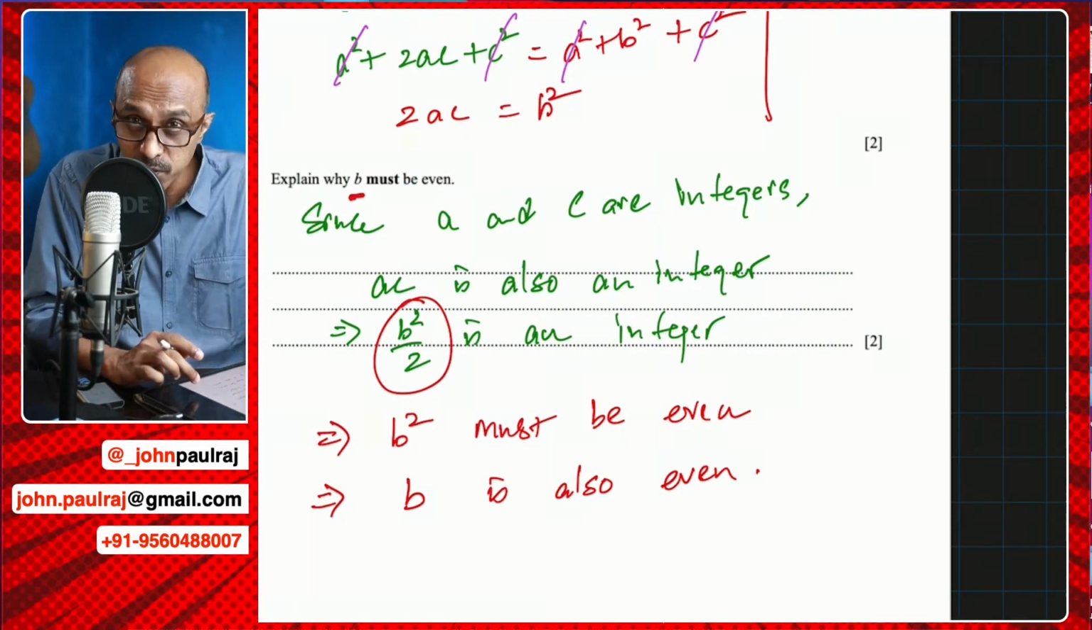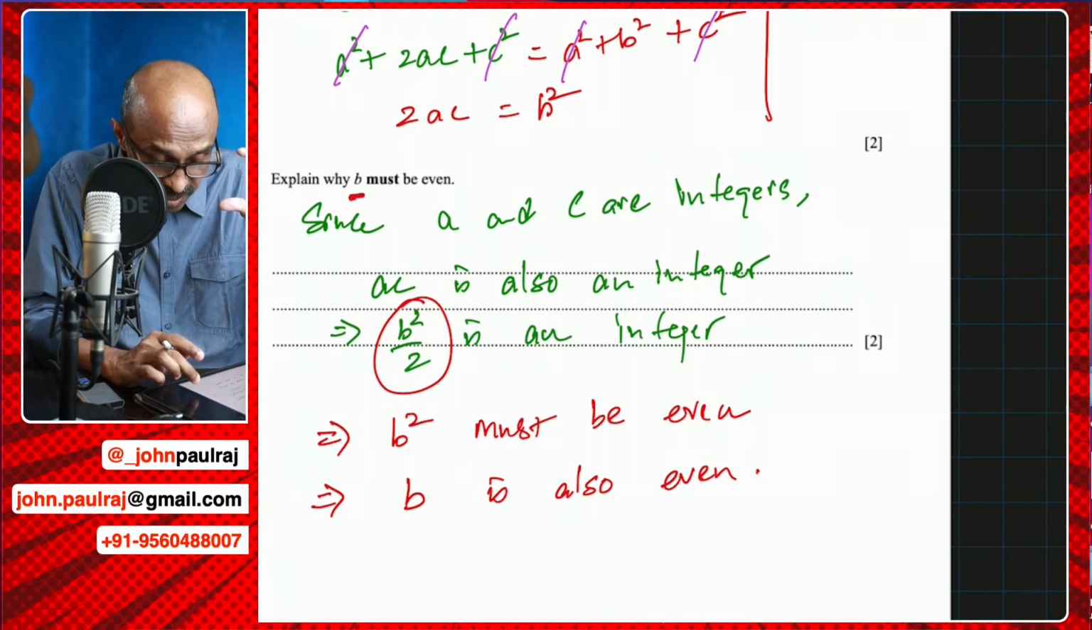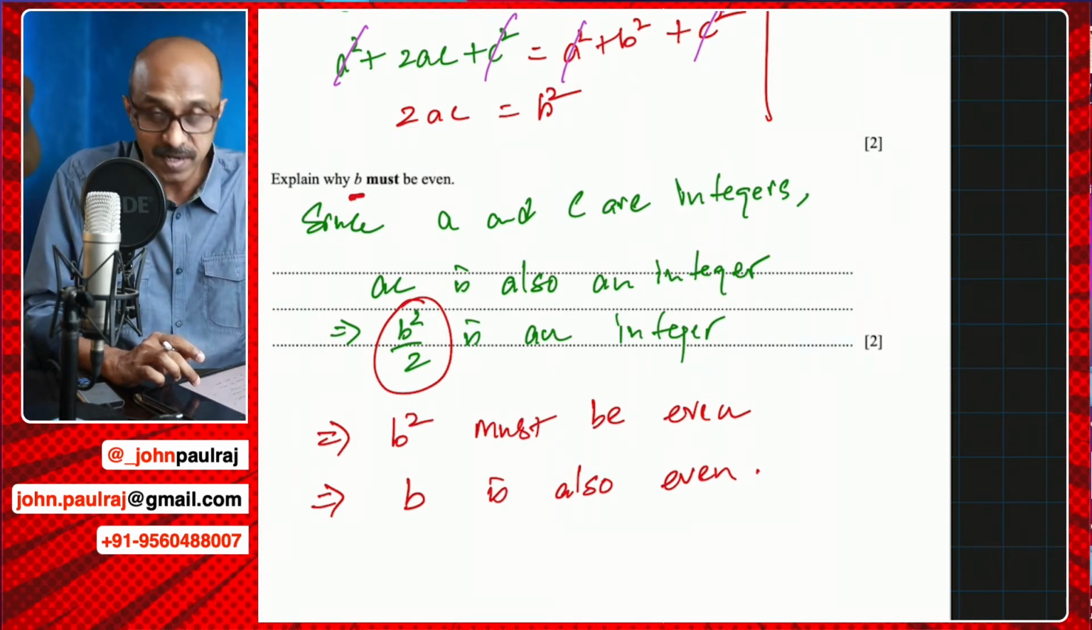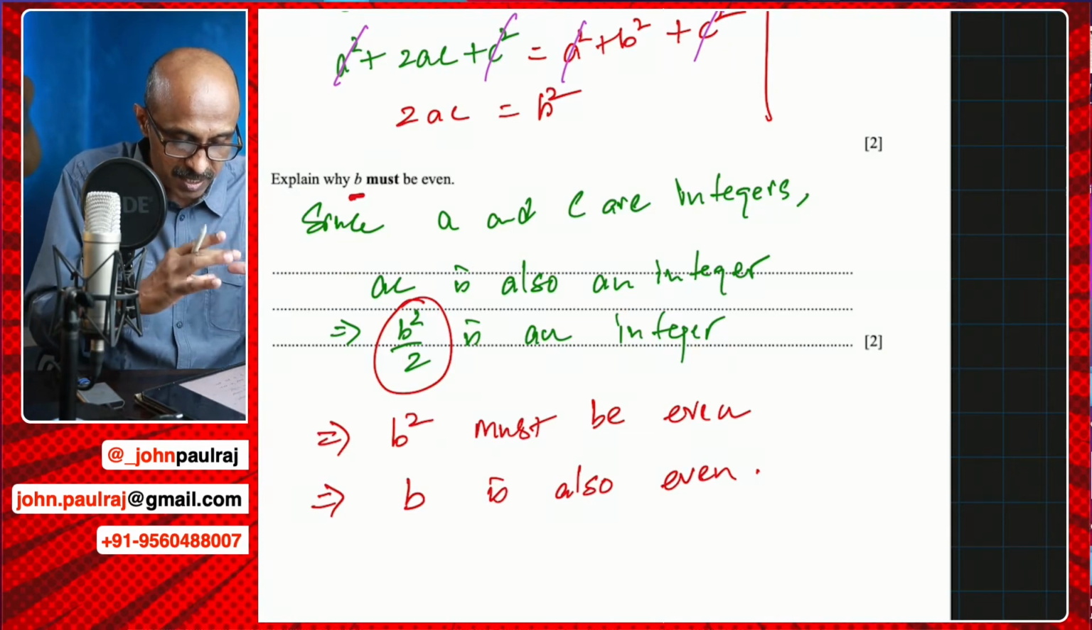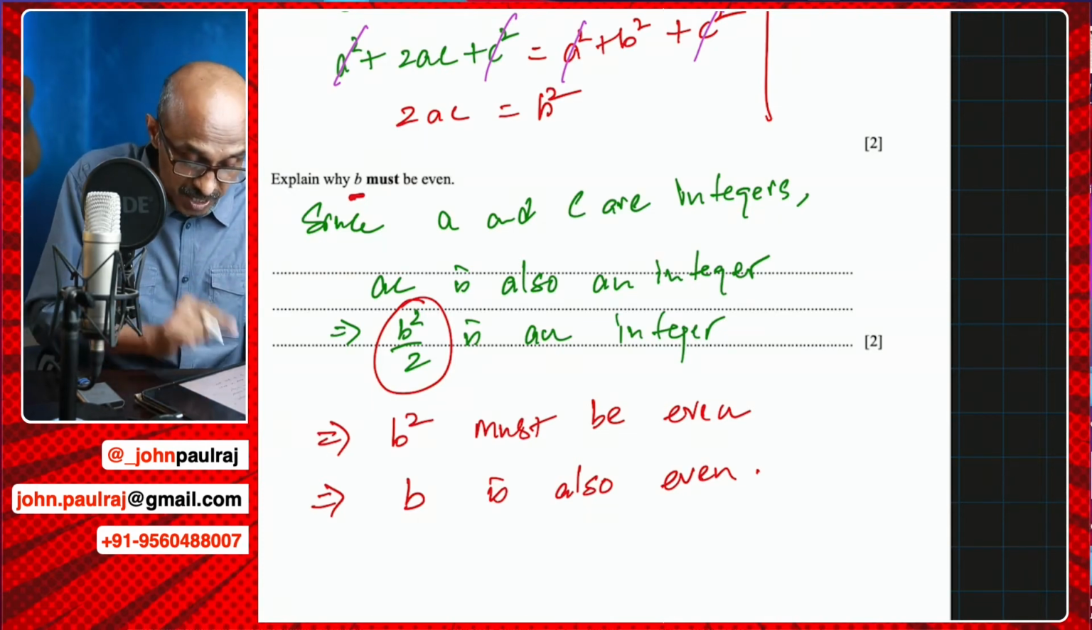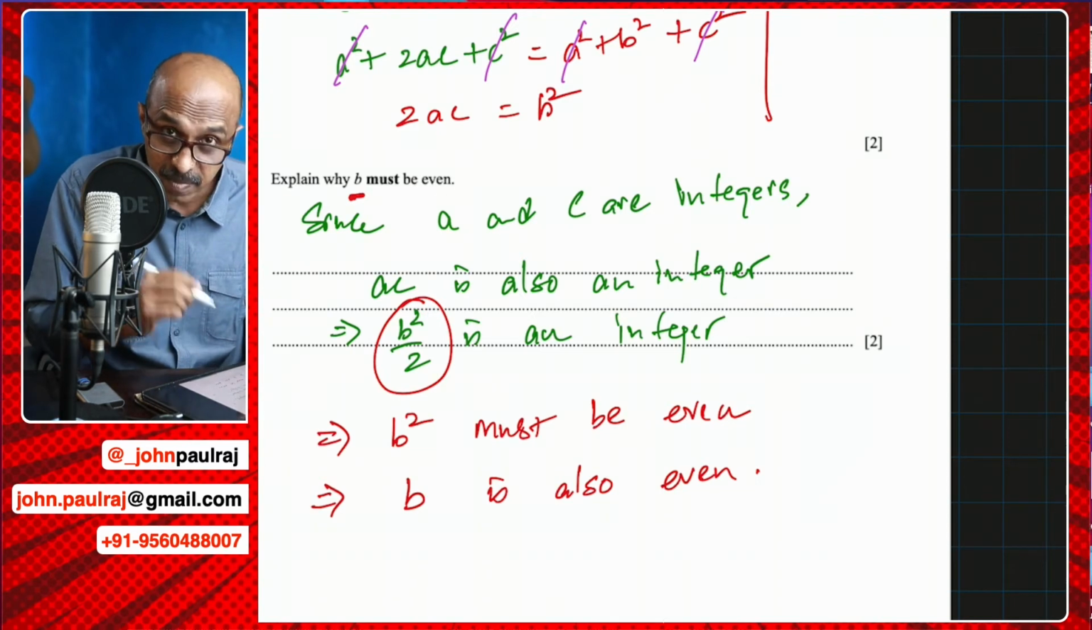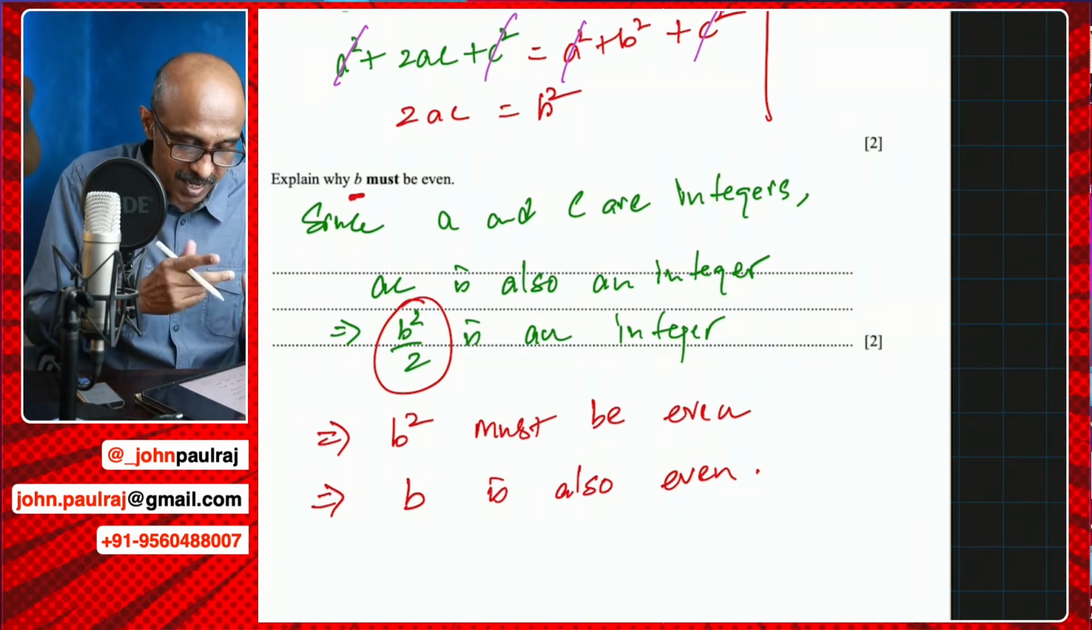If b squared by 2 is an integer, then b squared must be even, right? Because that means it must be divisible by 2. And then because b squared must be even, it follows that b must also be even.